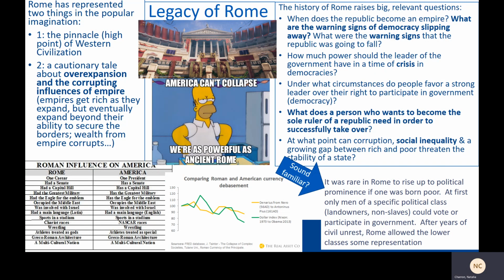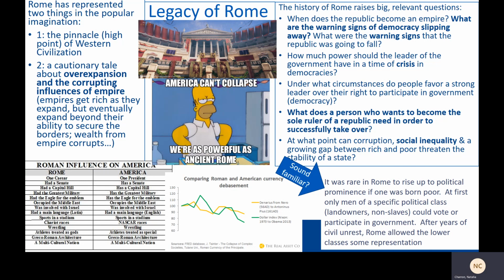What does a person who wants to become the sole ruler of a republic need in order to successfully take over? And at what point can corruption, social inequality, a growing gap between rich and poor threaten the stability of a state? These are relevant questions for us now. They have been relevant questions for a long time, and Rome helps us answer them.